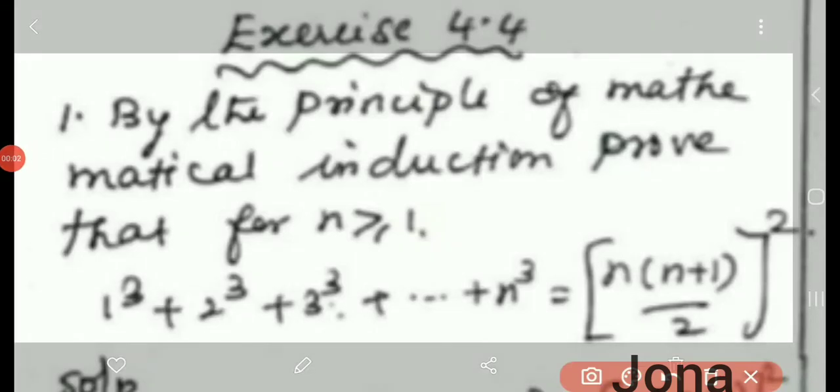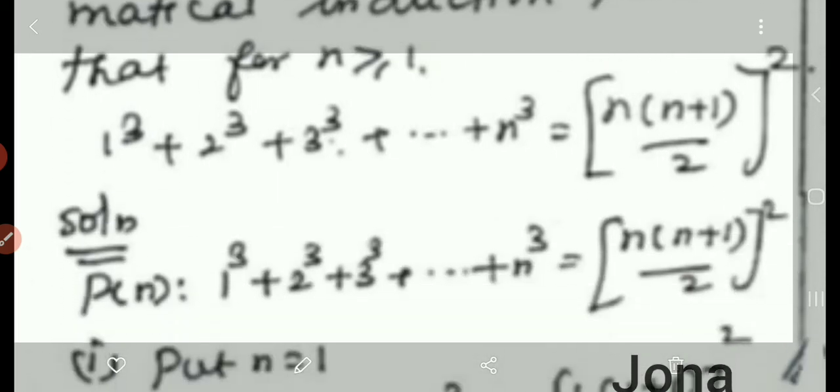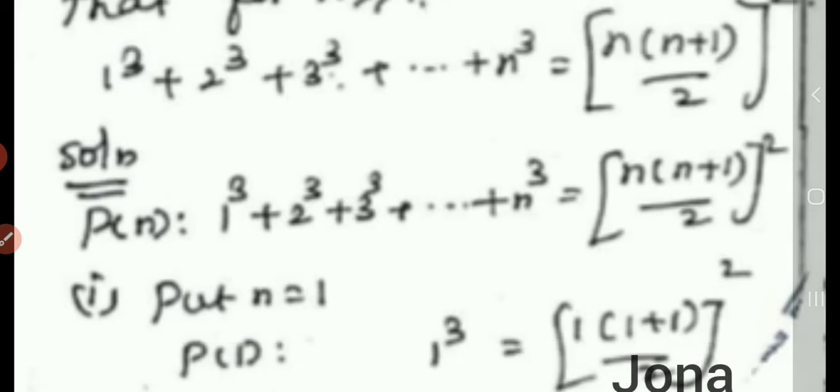Exercise 4.4. By the principle of mathematical induction, prove that for n greater than or equal to 1, 1 cube plus 2 cube plus 3 cube plus etc. plus n cube equal to n into n plus 1 by 2 the whole square. Here for the mathematical induction, we have 5 steps for this.